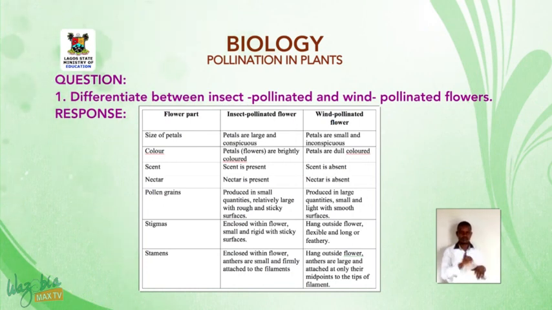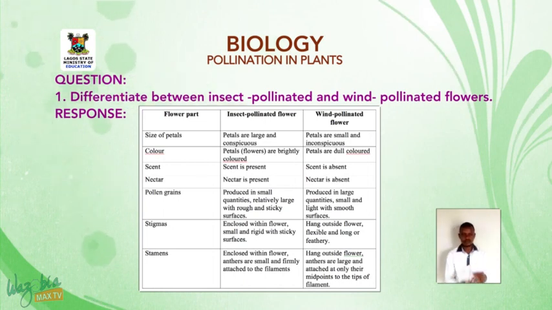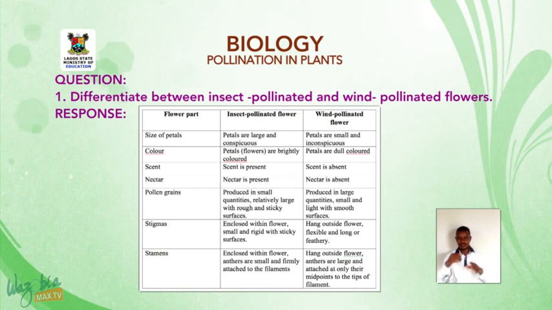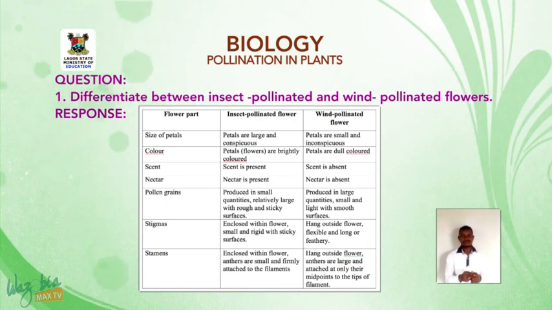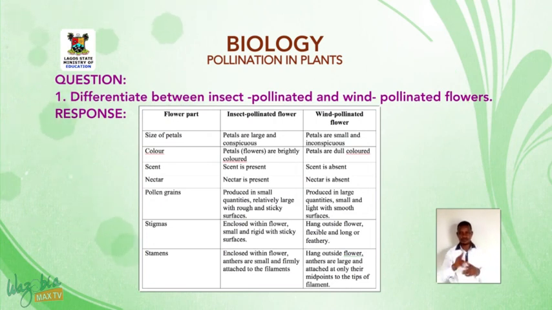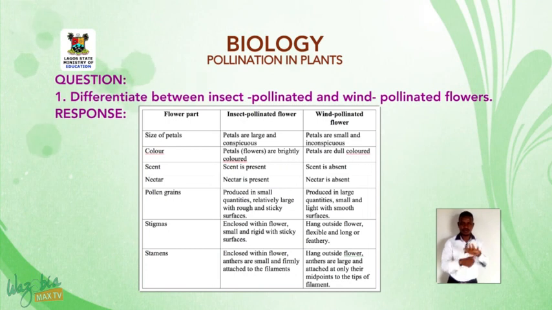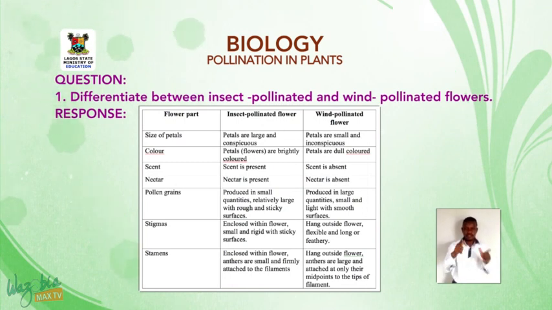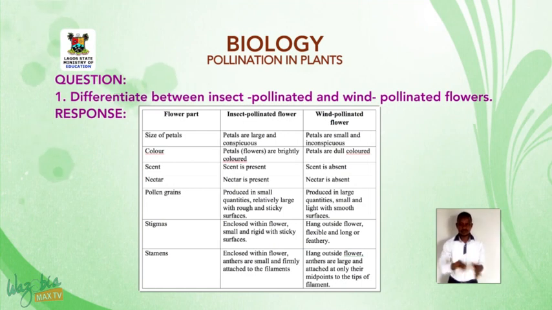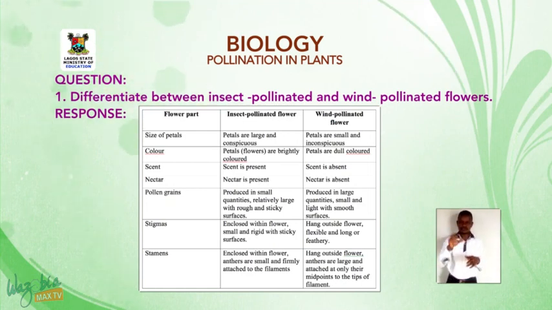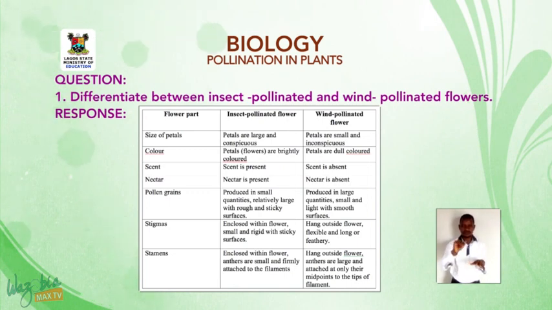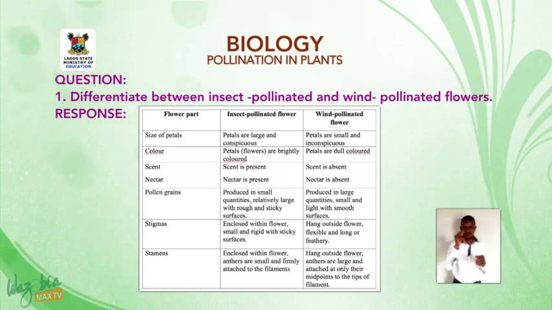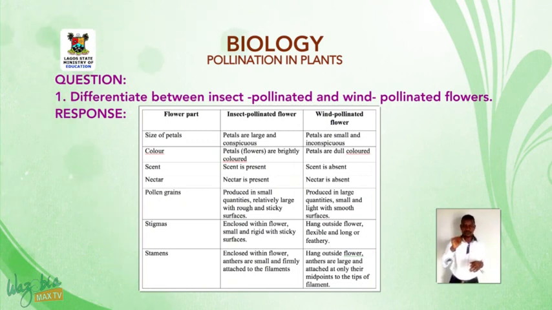Under flower part, pollen grains. Under insect pollinated flower, pollen grains are produced in small quantities, relatively large with rough and sticky surfaces. Under wind pollinated, pollen grains are produced in large quantities, small and light with smooth surfaces. Under flower part, stigmas. Under insect pollinated, stigmas are enclosed within flower. They are small and rigid with sticky surfaces. Under wind pollinated, stigmas hang outside the flower. They are flexible and long or feathery.